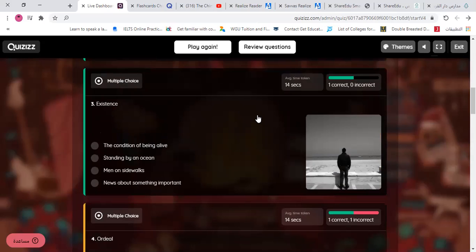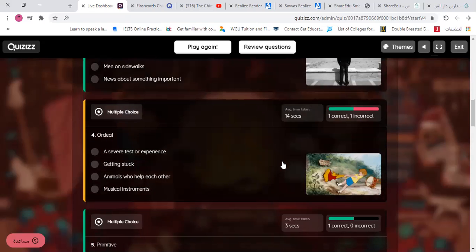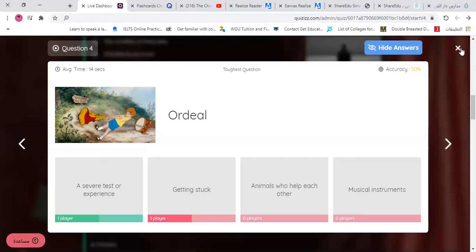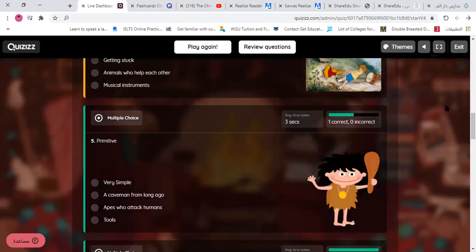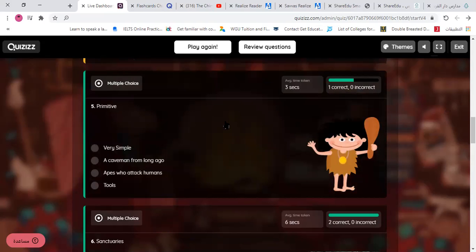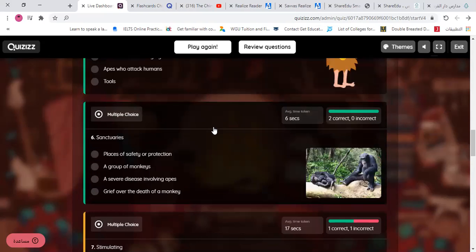Existence. What does it mean? The condition of being alive, or standing by an ocean. Yeah, the first one. The condition of being alive. Ordeal. What does it mean? Animals who help each other. Ordeal. A severe test or experience, getting stuck, animals who help each other, or a musical instrument. The first one. Malak said animals who help each other. No, Malak. Ordeal means something hard. Okay, a hard situation. Then we have primitive. What does it mean? Simple. Very simple. So it's the first one.